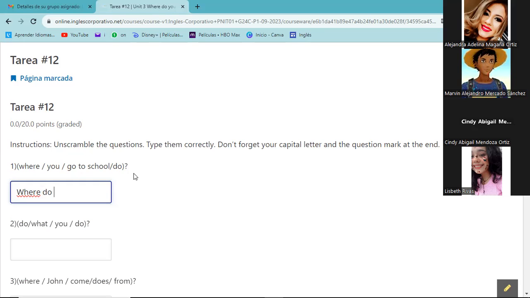Beatriz, sí le puso el auxiliar, ¿verdad? Sí, sí, justamente era como ordenarle, entonces yo la puse tal cual aparecía ahí, pero no me la agarraba. Pero no le puso el do. Sí, sí se lo puse. Bueno, vamos a ver. Where do you go to school? Y el signo de interrogación, ¿verdad? No hemos dejado espacios, comenzamos con mayúscula y terminamos con el símbolo de interrogación.